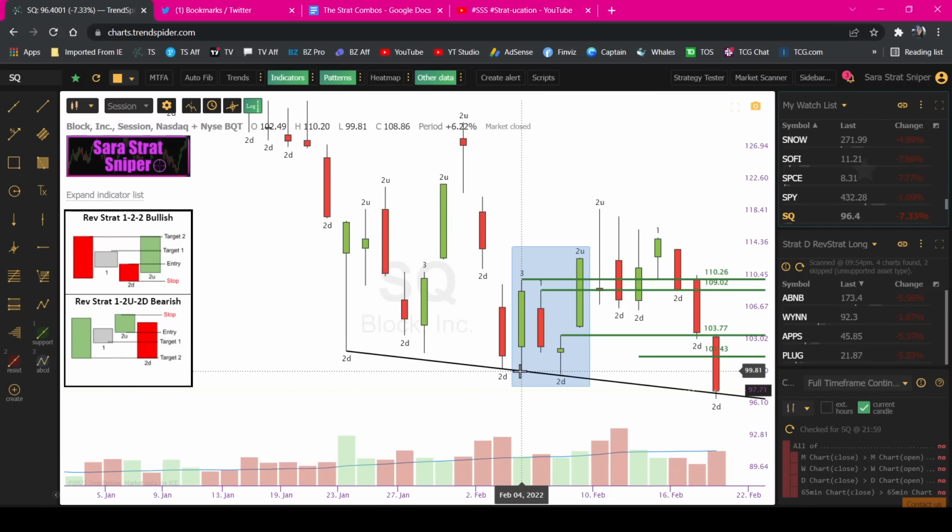We hit our magnitude, but if they did not get out where they were supposed to and they kept holding on to their short, they are underwater, and then the following day, here we come to kick them in the butt some more. All right, hope that was helpful. This was the bullish and bearish Rev Strat.